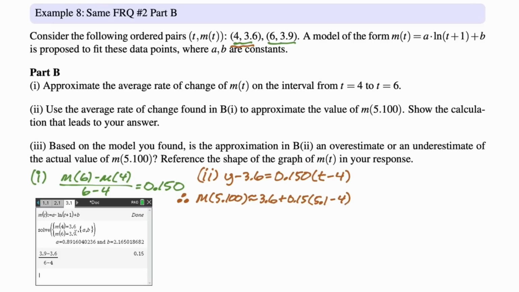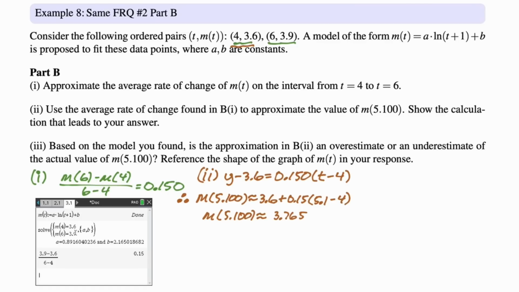This is calculator, so we just let the calculator do the math on that. We get m of 5.1 is approximately 3.765. I didn't show that on the calculator because that's just arithmetic. But that's how you're going to do that if they ask you to approximate something. It doesn't matter what value they give you. Just go right to it. Write your secant line. That's algebra 1. Plug into it. Super good.